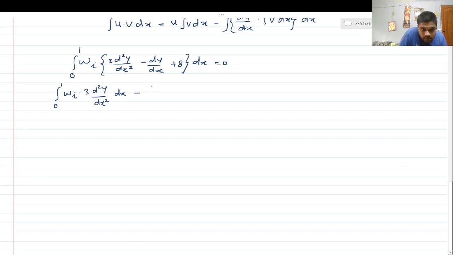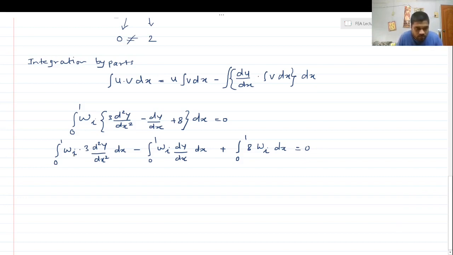minus the integral from 0 to 1 of dy by dx, dx, plus inside the bracket, the integral from 0 to 1. For the time being I am keeping this a inside. This a will actually go outside the integration because that is a constant. Just to complete the step, a w_i dx equal to 0.